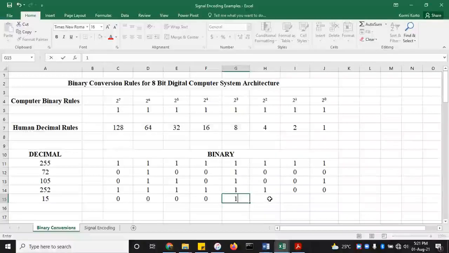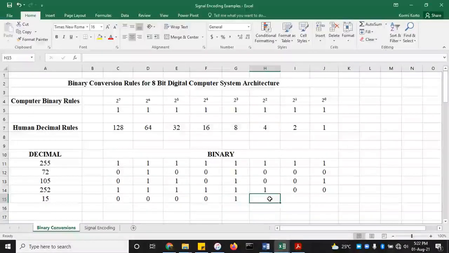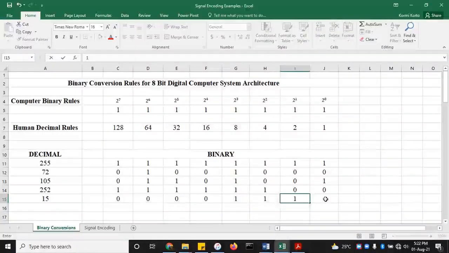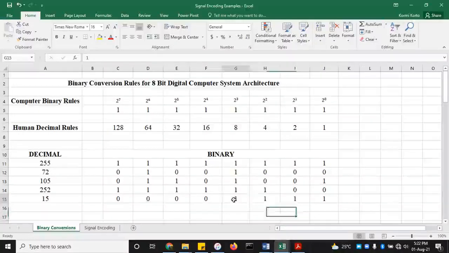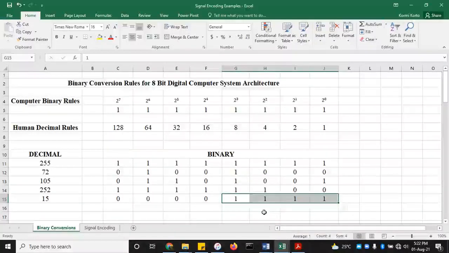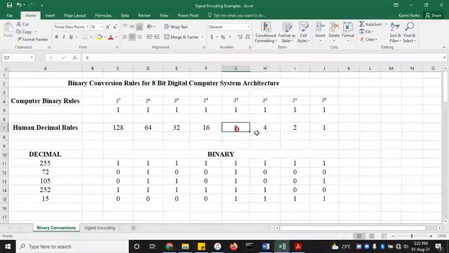Now 8 out of 15, how many more do you have left? 7. So out of 7, we can get 4. 4 out of 7, you have 3. So 3, 2, you can get 1 out of this place over here, and then you have 1 more left. So this is 15 in binary. That's your 15 right there, which is 8 plus 4 plus 2 plus 1. Okay?